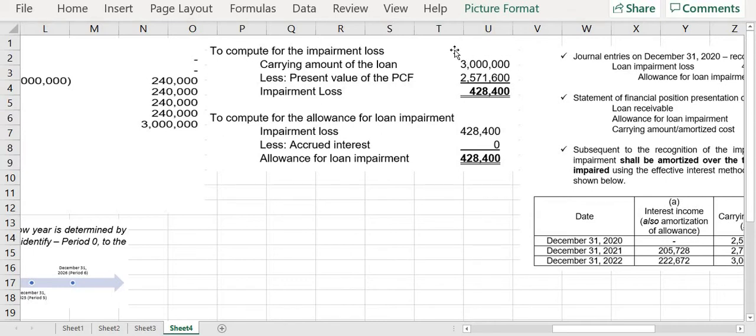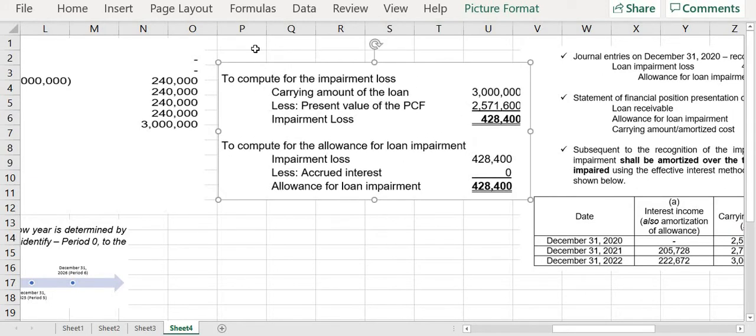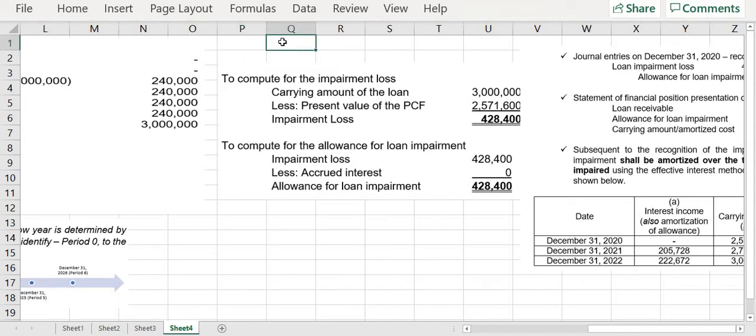Ayan. So, 3 million. Bakit walang interest? So, dahil in December 31, 2020, remember that we are computing this one on December 31, 2020, wala tayong accrued interest dyan. Kasi nga, nakapagbayad naman siya on December 31, 2020. It's just on 2021 and 2022 na hindi siya nakapagbayad ng interest. Okay? So, the carrying amount of the loan in December 31, 2020 is just the principal 3 million dahil walang accrued interest. You less the present value of future cash flows, you get the impairment loss 428,400.